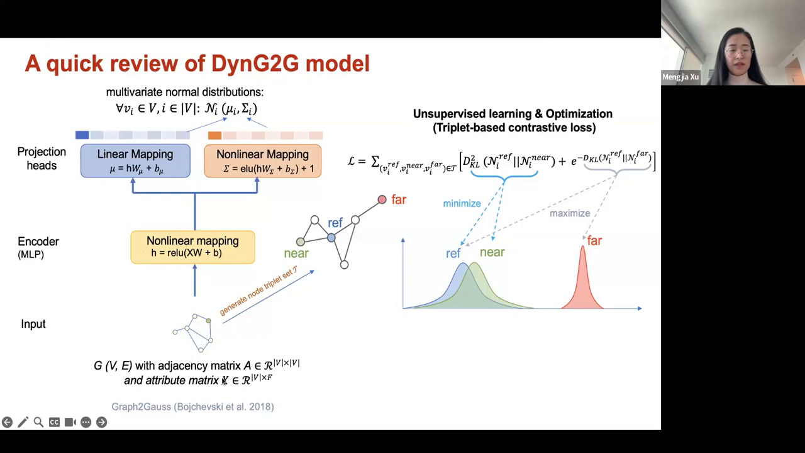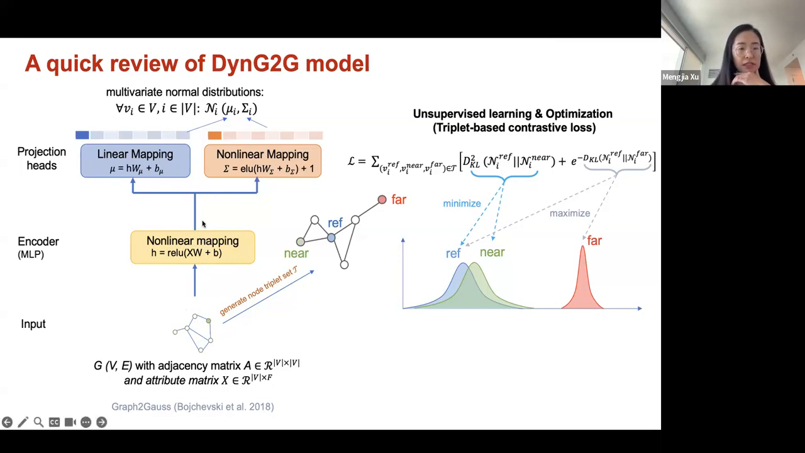So here, after this input graph, we input the graph adjacency matrix A and also the attribute matrix X into an encoder. Basically, it's an MLP, a multi-layer perceptron with dense layers. We first learn the hidden representation for each graph node in the original graph as an intermediate hidden representation. This H here is a typical dense layer using the ReLU nonlinear activation function, where W is the weight parameters and B is the bias.